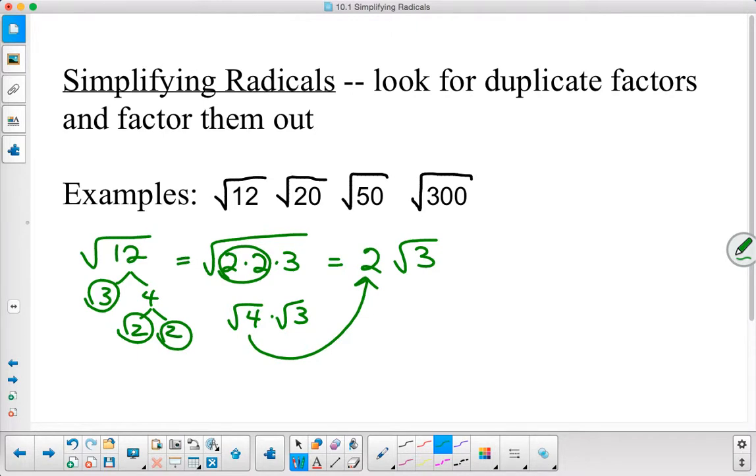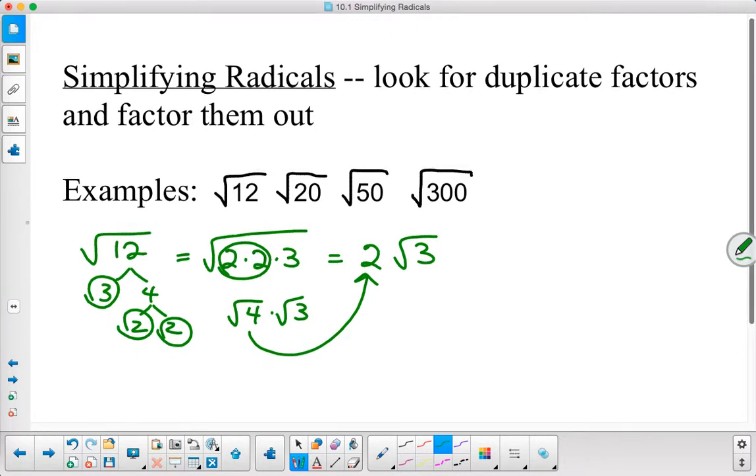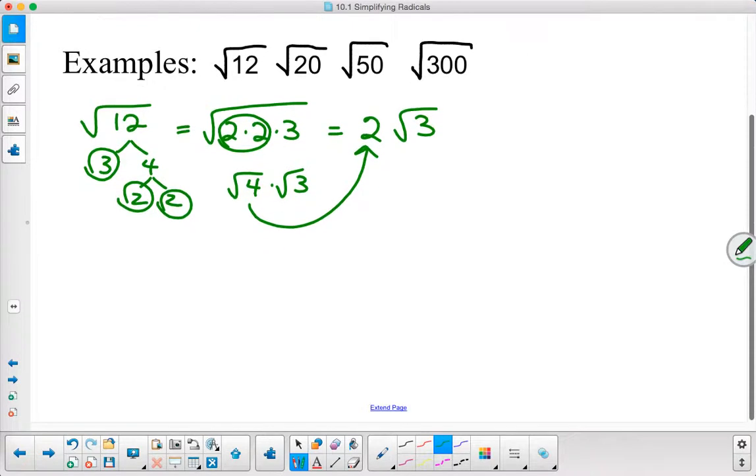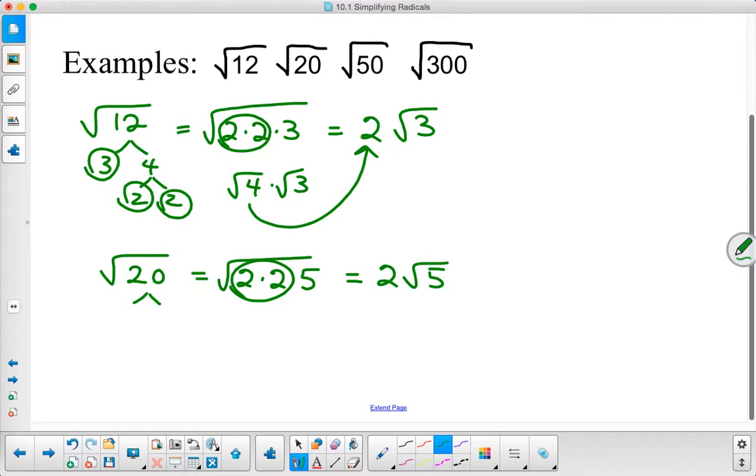Okay, let's do the other numbers that are here. I'll pause when you need to. Square root of 20. Do your factoring tree. From the factoring tree, you should have 2 times 2 times 5. There's a pair of 2's, so that comes out, and we get 2 times the square root of 5.